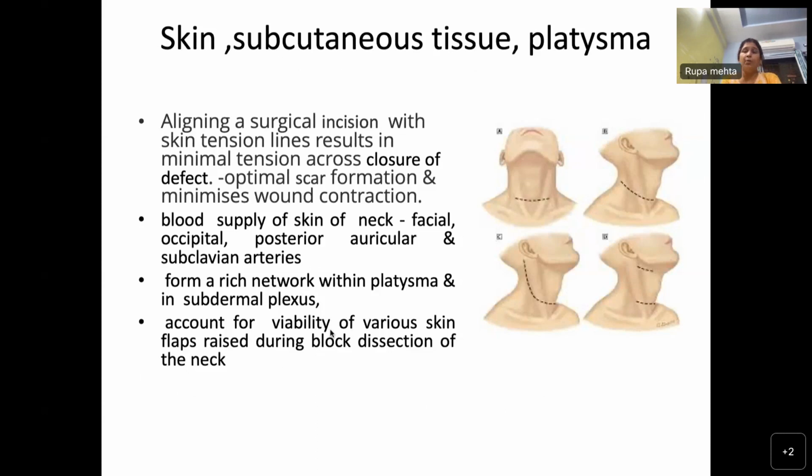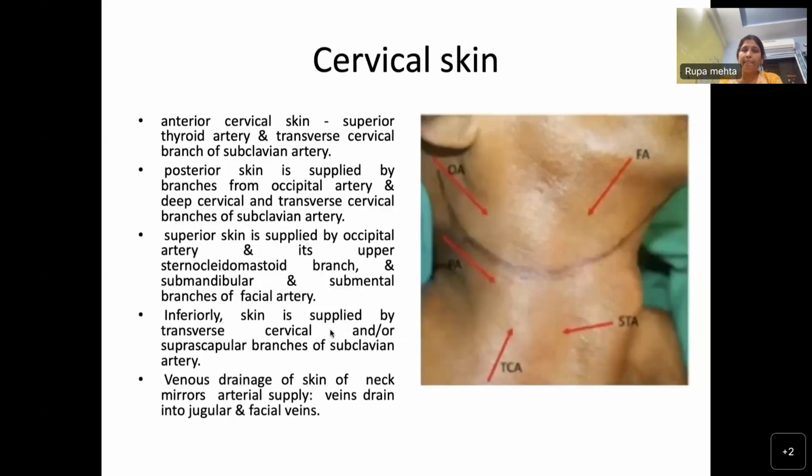So as I told you, a lot of surgery is being performed. So neck incisions are planned in such a way that they correspond to the skin tension lines, so that optimal scar formation and minimal wound contraction occurs. Now blood supply of skin of neck is derived from facial, occipital, posterior auricular, and subclavian artery branches. And they form a rich network within platysma and in subdermal plexus, which accounts for viability of various skin flaps raised during neck dissections and neck surgeries.